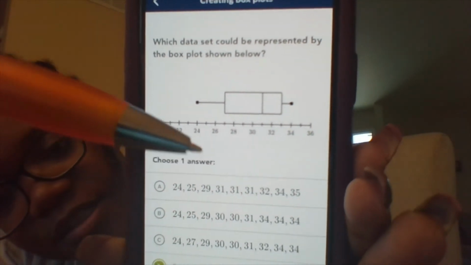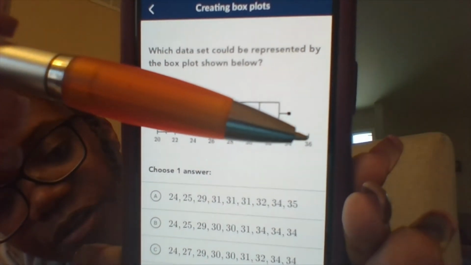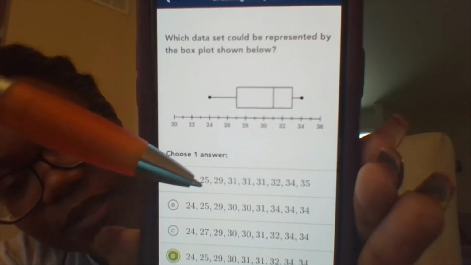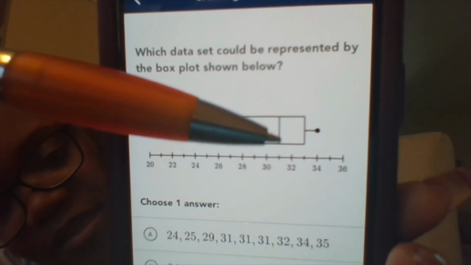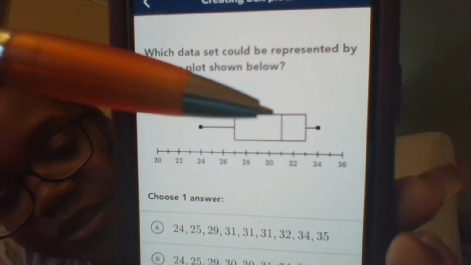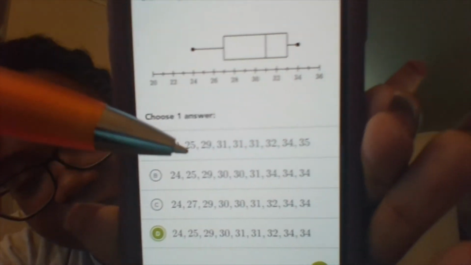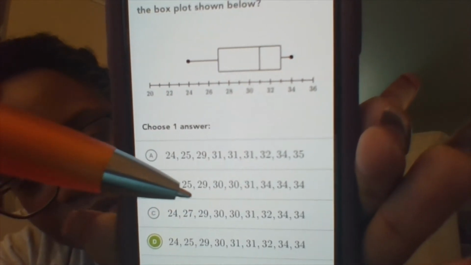So since the min is from 24 to 34, I automatically know that A will not work. The next key part I looked at was the median. The median has to be 31. All of these data sets had 11 values, so I just looked at the middle numbers for B, C, and D.